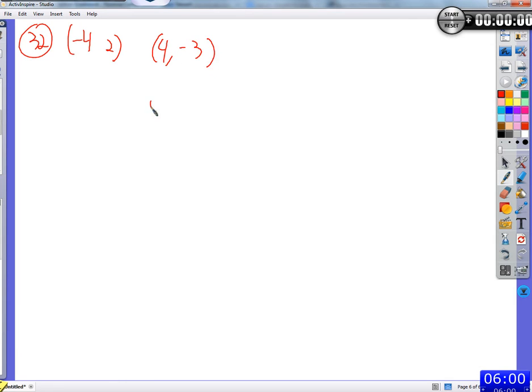Negative 4, 2. x is 4, y is negative 3. You can draw a line between those if you want. So, what does the slope mean? Have you done the slope between two points? What does the slope between two points mean?